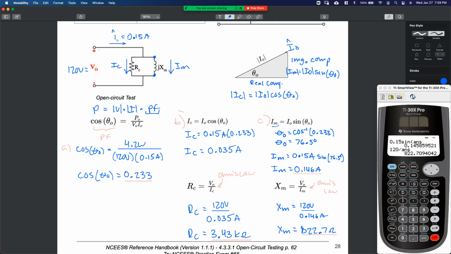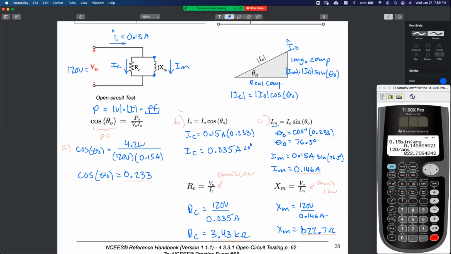All right. You want to know a quick way to check this? What's my angle for IC? What angle is this if it's a real component? 0. What's my angle for I of M? What's my angle here? 90. Let's add them up. Remember the complex numbers. 0.035. I'm just going to do the rounded decimals. It's lagging. Yep, thank you.